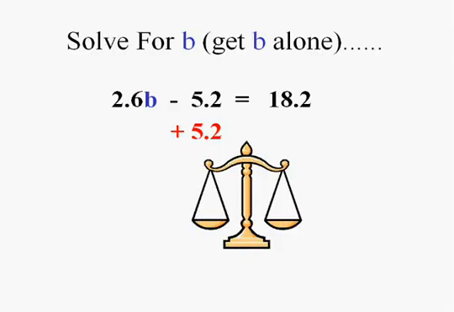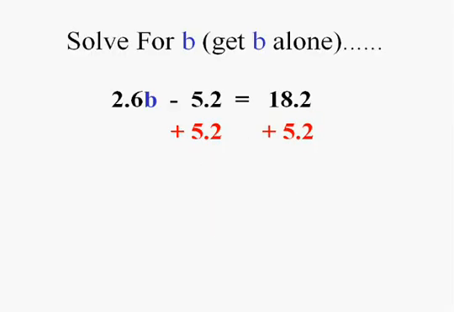Of course, I have to do it on both sides. And I compute. The 5.2's go away, and I get 2.6b equals 23.4. Now, I got to get rid of that 2.6.